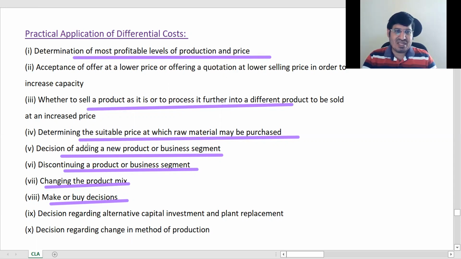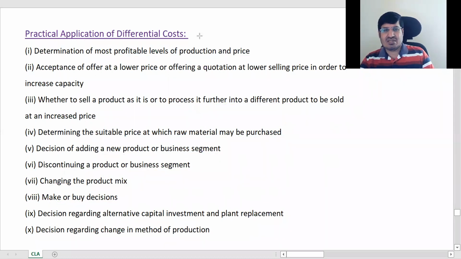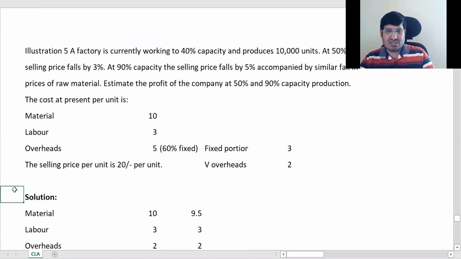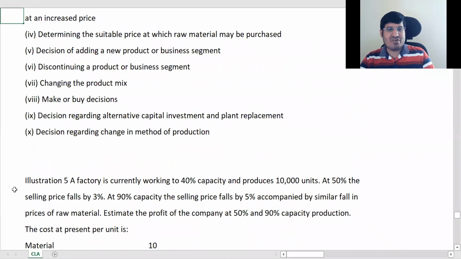So you can easily write the practical application of differential costing. Just think about the practical application of marginal costing, and then you can write 4 or 5 points easily. Okay, right? So that's all about your differential costing.